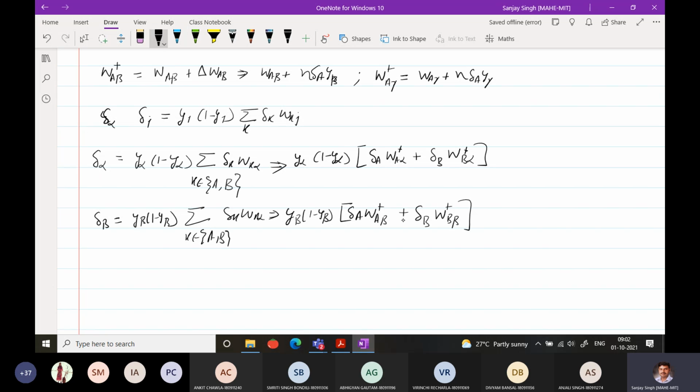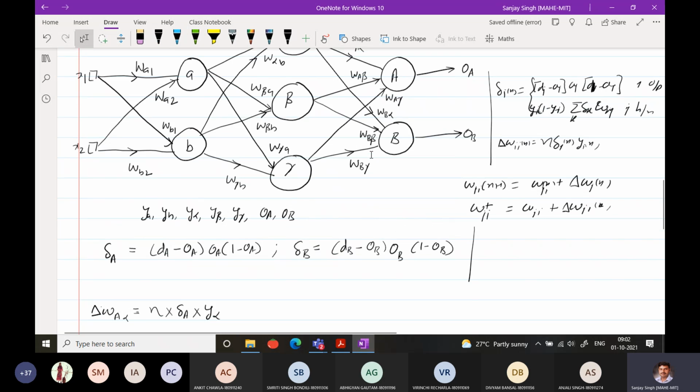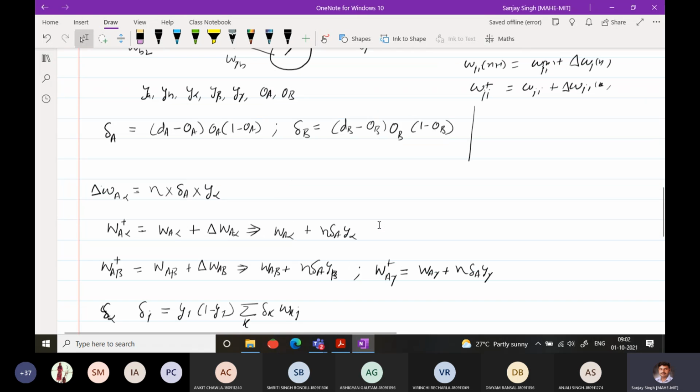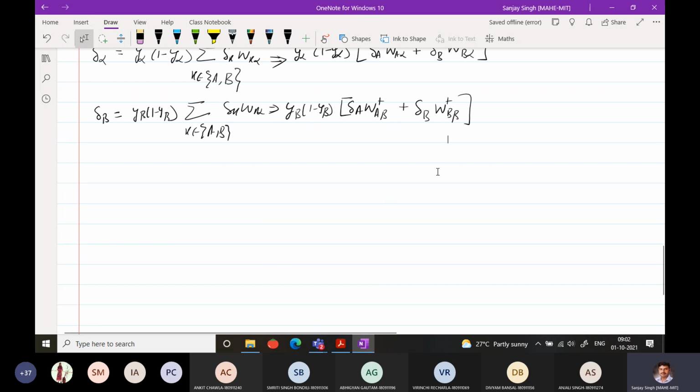Remember that delta A, delta B, which we have already calculated on the output layer. Here we have already done it, right? So those values are there with us. We have already calculated the updated weights. These are there also with us. Likewise, I can calculate delta gamma, I'm writing straight away. So y gamma 1 minus y gamma, and here delta A W A gamma plus delta B W B gamma. So this we have done.